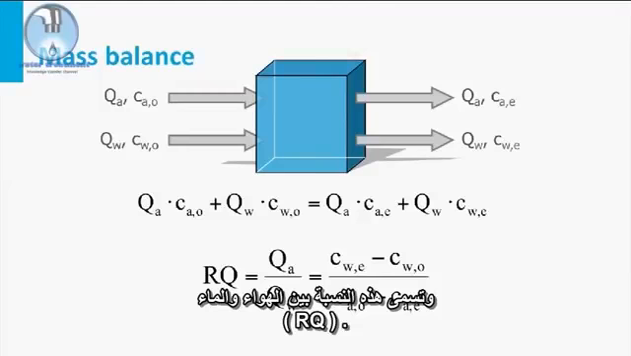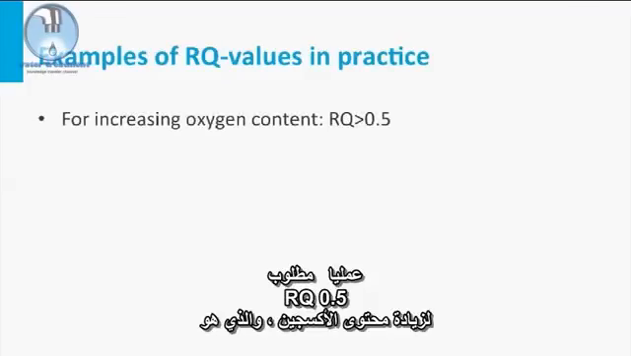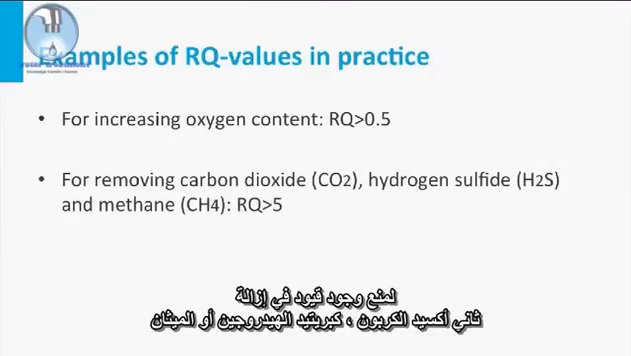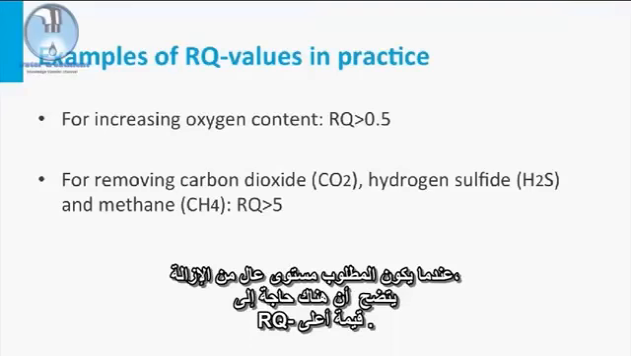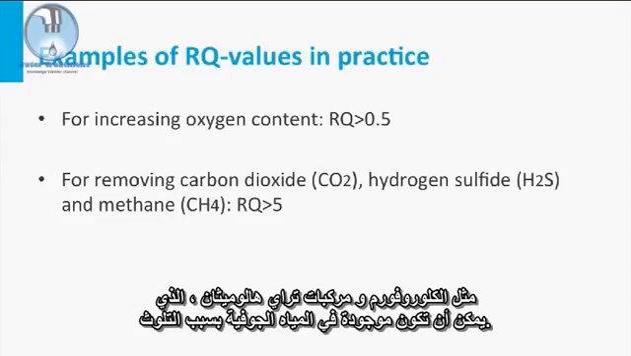This air-water ratio is called RQ. RQ is calculated by dividing the air, or gas flow, by the water flow. In practice, an RQ of 0.5 is required for an increase in the oxygen content, which is 15 times more than the 33 milliliters that is theoretically needed. To prevent the limitation in the removal of carbon dioxide, hydrogen sulfide or methane, a minimum RQ of 5 is needed. When a high level of removal is desired, a higher RQ value is obviously required. This is, for example, the case when removing toxic volatile compounds like chloroform and trihalomethanes, which can be present in groundwater because of pollution.